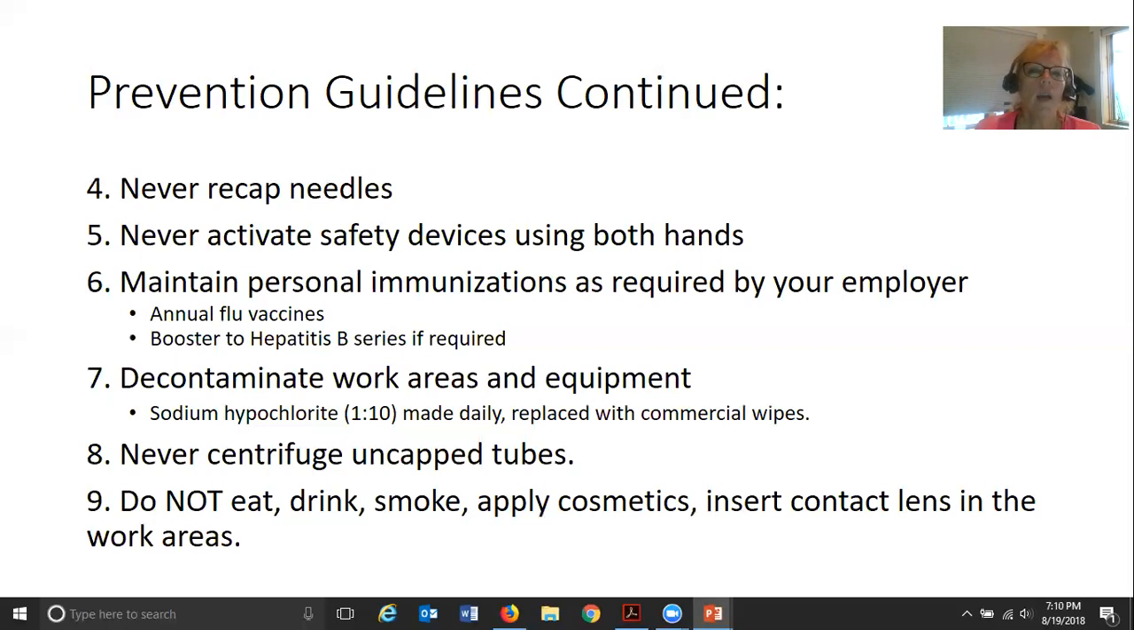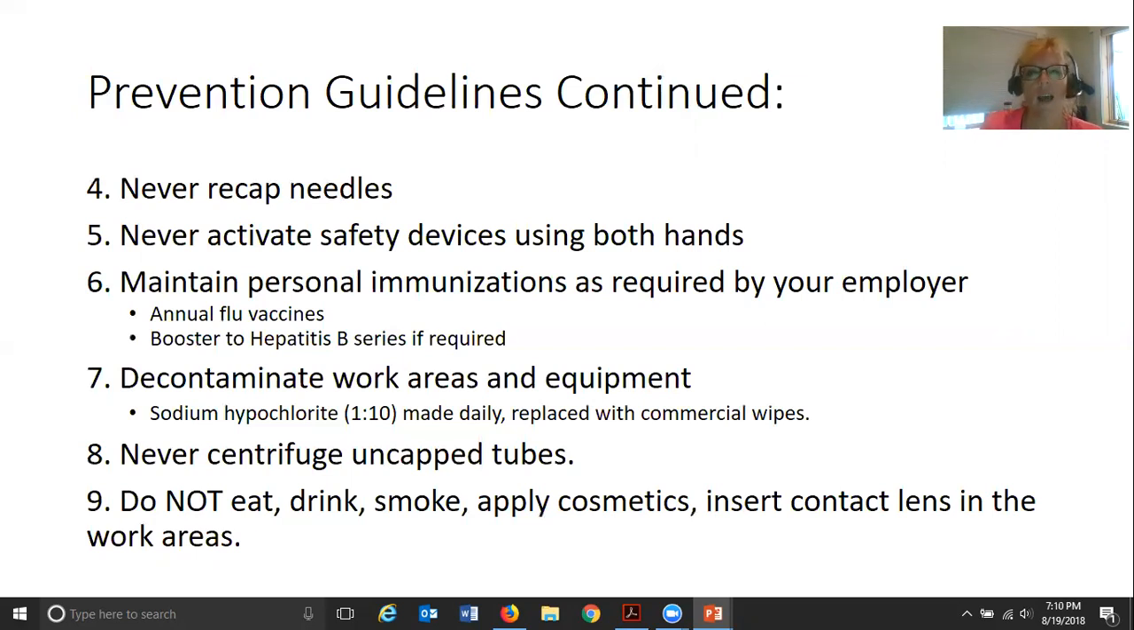We always decontaminate our work areas with either a 1 to 10 bleach solution made daily or used with commercial wipes. You have to know your decontamination solution. Sometimes it requires 3 minutes of contact, but make sure you know how long that surface is to remain wet. We always cap our tubes, make sure the tubes are capped when we put them in the centrifuge, and we never ever eat, drink, smoke, apply cosmetics, or insert contact lenses in the work areas. The best rule is just keep your hands away from your face.